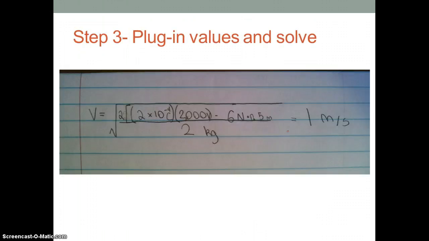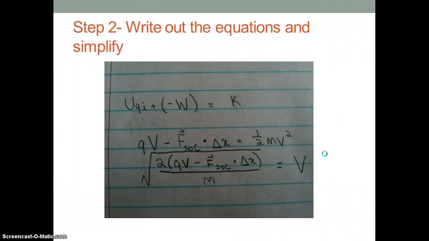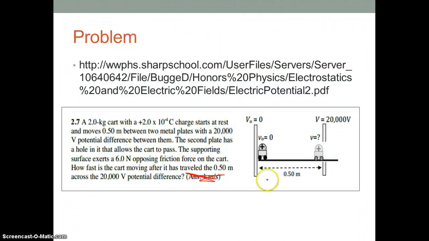Then, all you have to do is plug in your values and you'll get your answer. So, straight away the 2's cancel out. Then you're left with this. Oh, this should be 20,000 volts, not 2,000, so we'll add another 0. And then you get 1 meter per second as your final answer. Now let's go back. Hey, 1 meter per second was our answer.